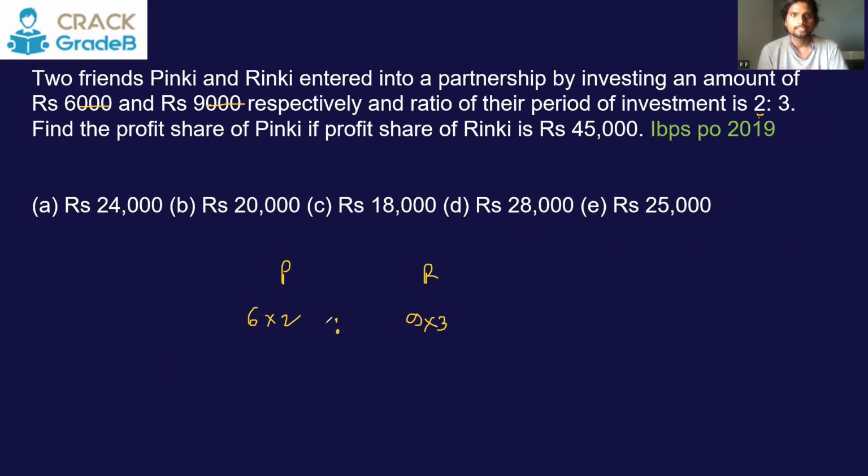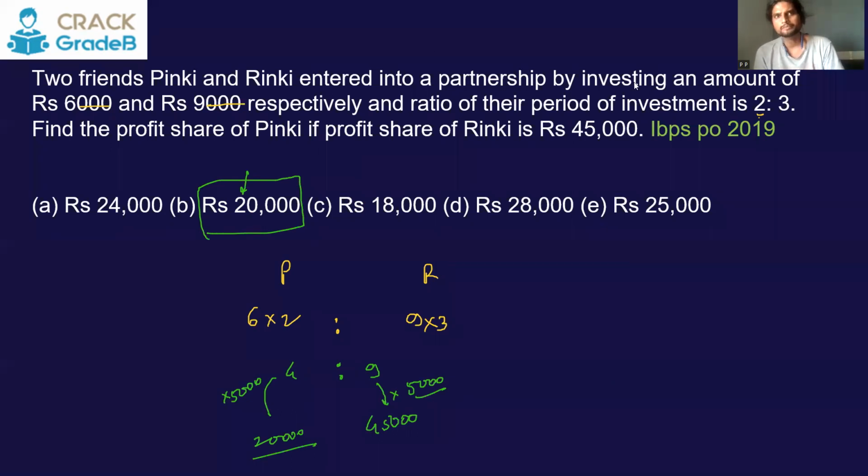That is 4 is to 9. If actually Rinky is getting 45,000, which is 5,000 times, so she should also get 5,000 times. That is 20,000. So Pinky's share should be 20,000. Easy. Let's see one last question.